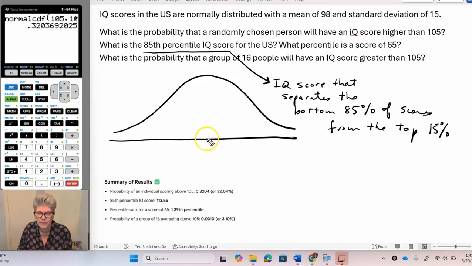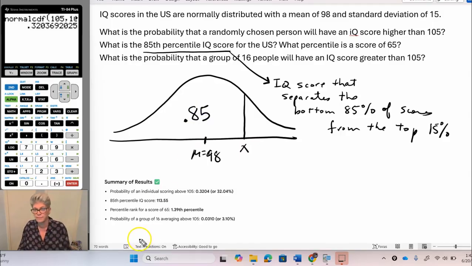All right, so if this is where our mean score is, 98, then your 85th percentile is going to be more than half the area under this curve. So it's going to be about here. And if you think of the standard normal distribution where the total area under this curve is 1, then for the 85th percentile, you want this IQ score here that has as its left area 0.85. So that's what I need to find.